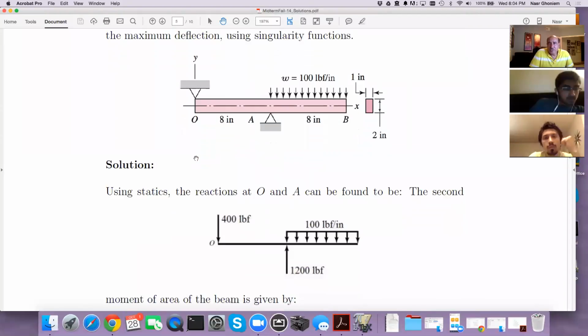So this is a nice one because we have a uniform load, we have a concentrated load of 1200 from the reactions, another one of 400, and therefore we can use the singularity functions to write the Q equation and then integrate it, find the moment equation, and then integrate it again twice to find the deflection.